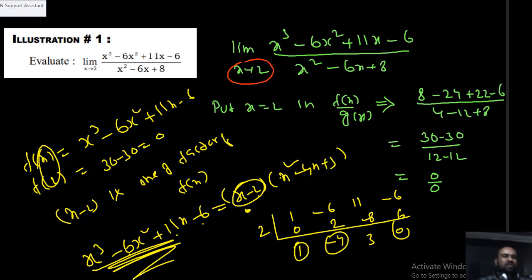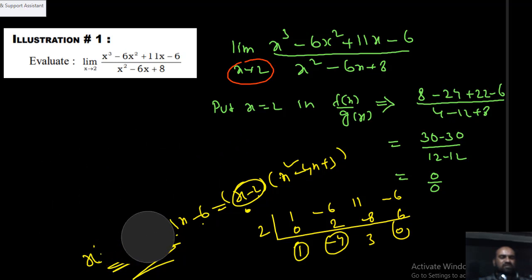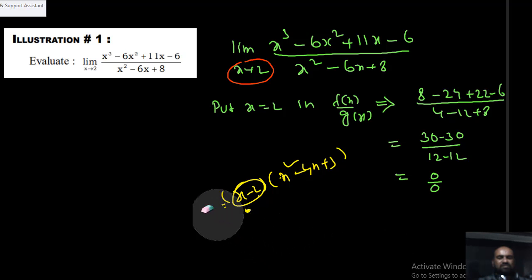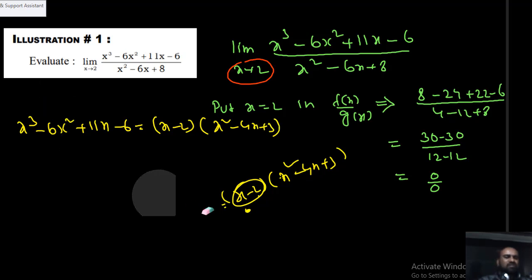Okay, so I want to write somewhere, students. x cube minus 6x square plus 11x minus 6 equals x minus 2 into x square minus 4x plus 3. Okay.